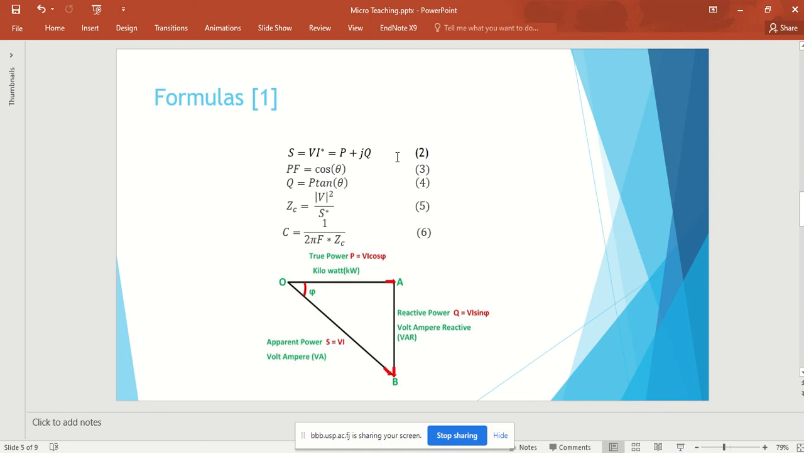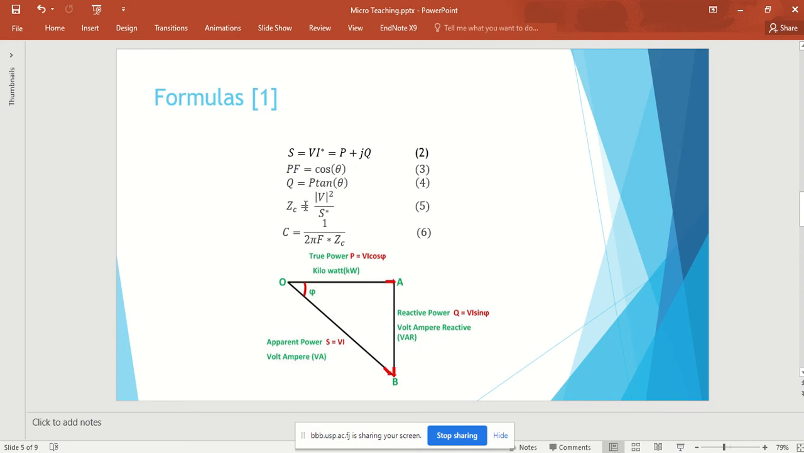These are the formulas, or rather tools, that you would need to find the power factor correction. The first equation that you have to note, please make a note of this: the apparent power S equals V I conjugate, which equals the real part plus the imaginary part, real power and reactive power. PF is equal to cos theta. Remember this.